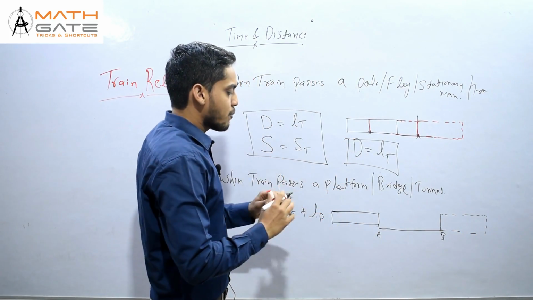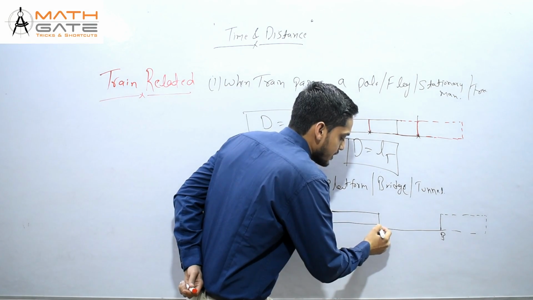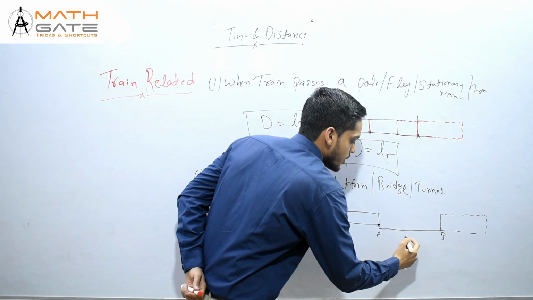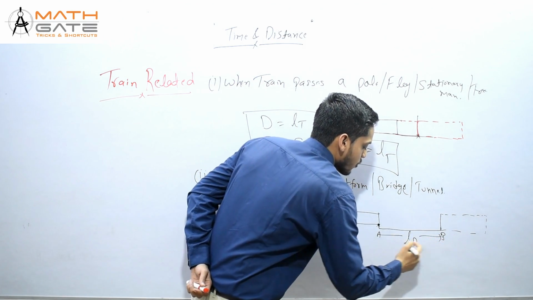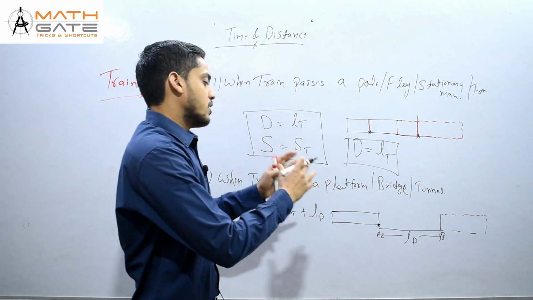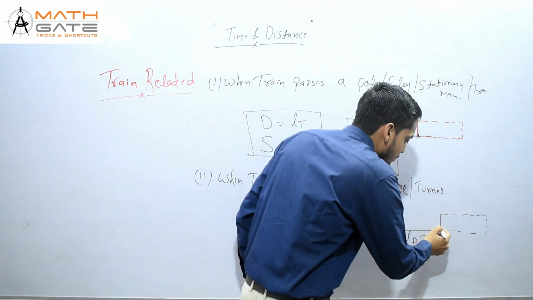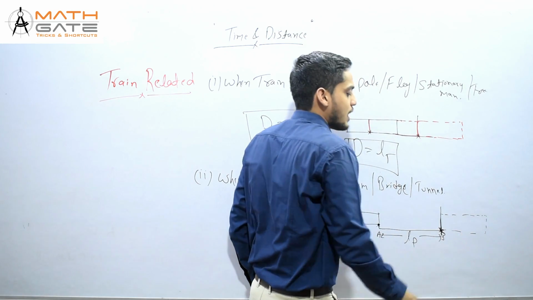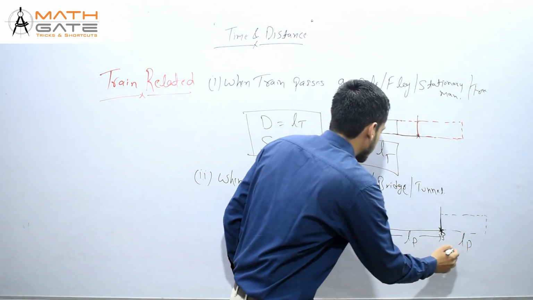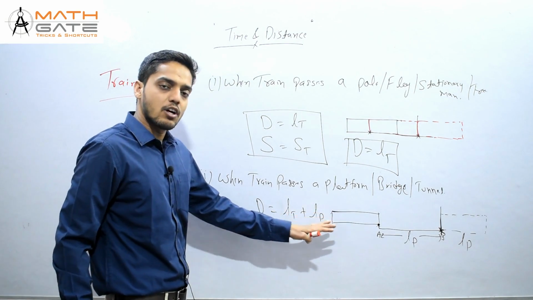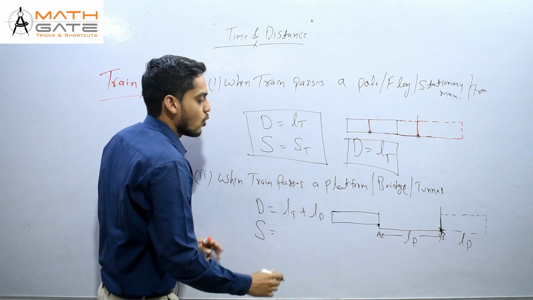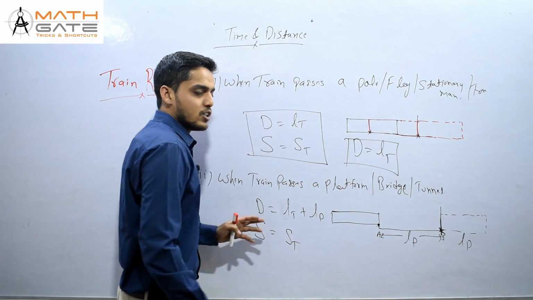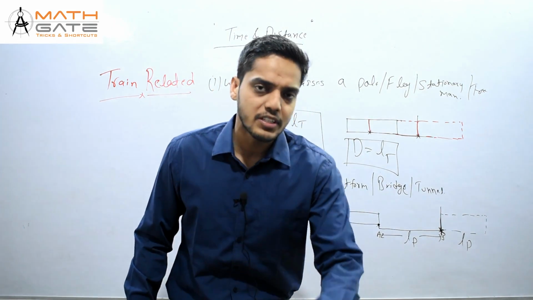So class, students, here it should be clear that to cover the distance from A to B, the train has to travel from A to B and that is equal to nothing but length of platform. From A to B, the train has to travel equal to the length of platform, but to pass the point B, again the train has to travel equal to the length of train. So that's why, class, in this case distance equal to length of train plus length of platform. Speed in this case, we don't have any speed about the platform, bridge or tunnel, so that's why speed equal to speed of train. So you try to understand it in a very basic way, students.